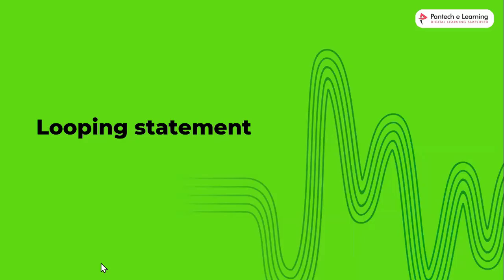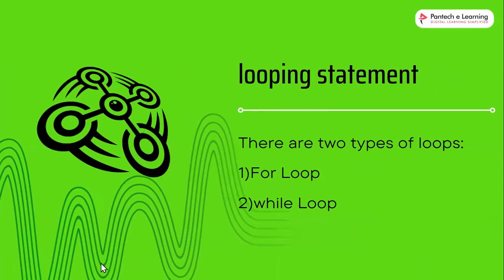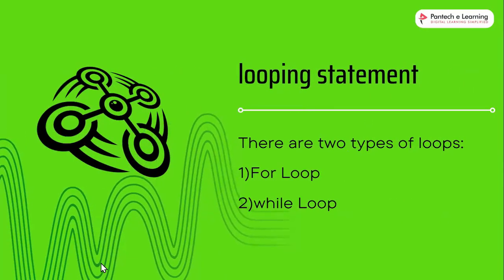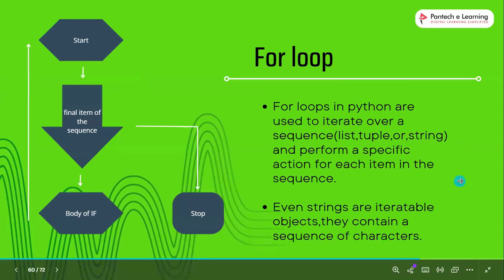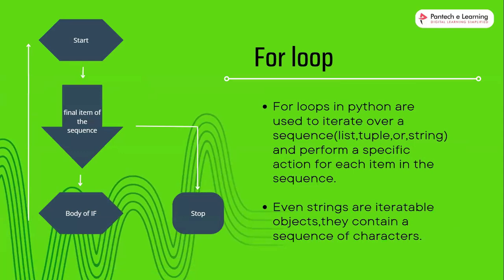In our case, we have two kinds of loops: one is the for loop, another is the while loop. For loop: once the sequence variable is fulfilled, then the loop stops. While loop: when the condition becomes false, the looping stops. The for loop has two kinds of variables: one is the iterate variable, another is the sequence variable.